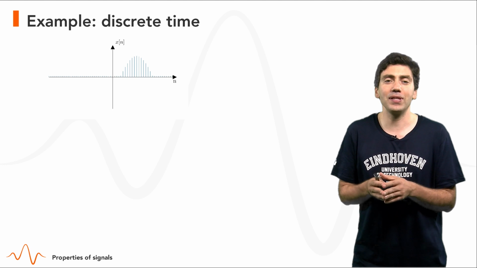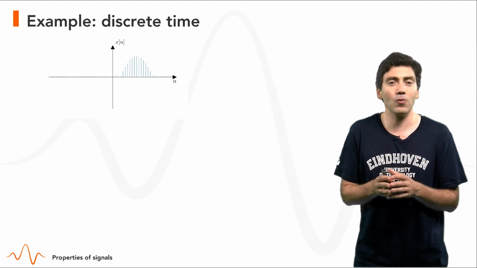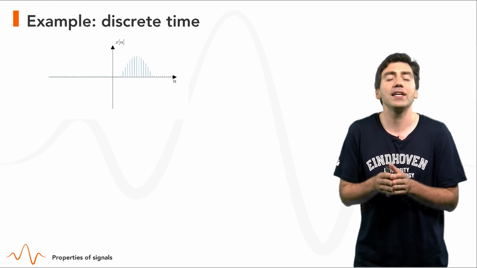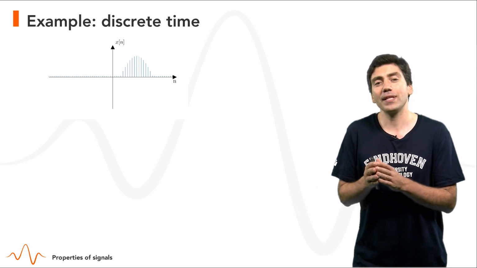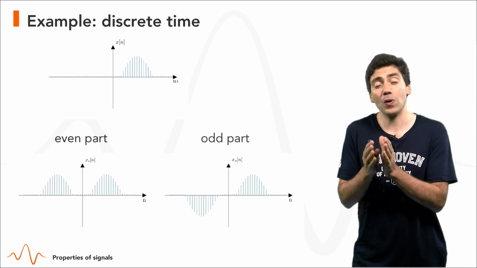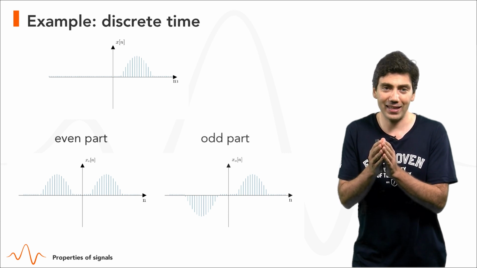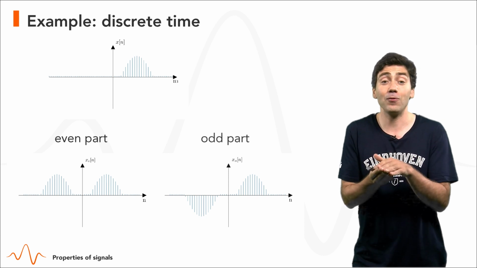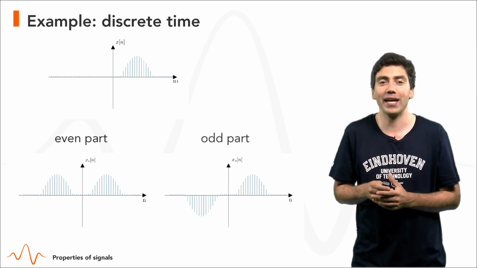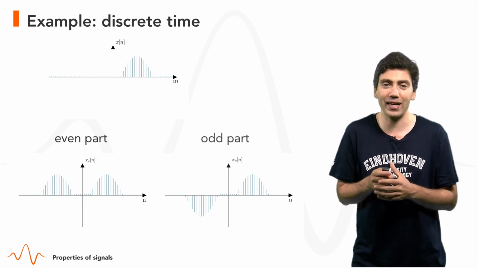Another example in discrete time is, what if we take a function that is only non-zero for positive n? Once we take the even and odd parts, we also get signals that are not zero for negative time, but if we add them up, they will cancel for negative n.